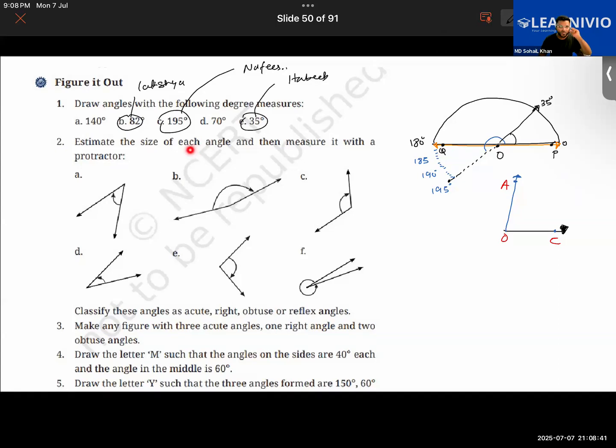All right. Now estimate the size of each angle and then measure it with the protractor. First, make an estimation of what could be the measurement of this angle, and then measure it with the protractor. Yeah, show it to me. Laksh, meanwhile, you start doing the other questions, if you can still use a protractor. Yeah, very good. Sir, can I show you again?